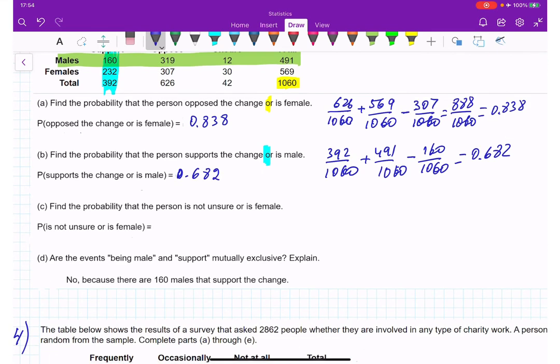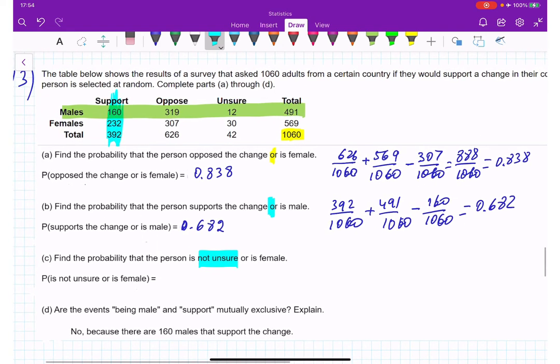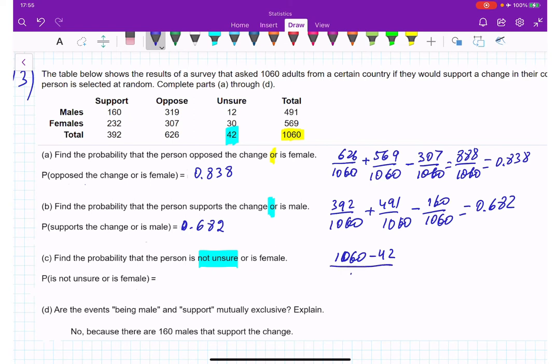See, what do we have? It's not unsure. Not unsure. So we have 42. Let me clean this. We have a total of 42 unsure. And it says not unsure, which means I'm taking 1060 minus 42. The rest will be not unsure, over 1060, right? And then plus, it says or female, because it's or, we add it, and female, how much is our female?